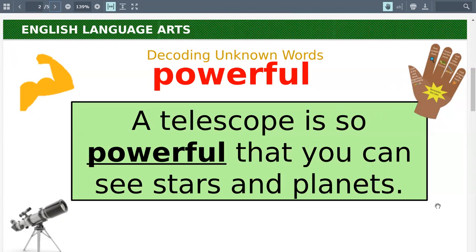A telescope is so powerful that you can see stars and planets. So we have our word, powerful. If I look at this word, I can see that I'm seeing stars and planets. So that means a telescope is something I have to use. I can look at things from far away.